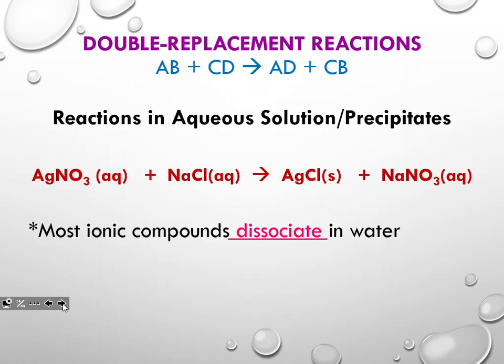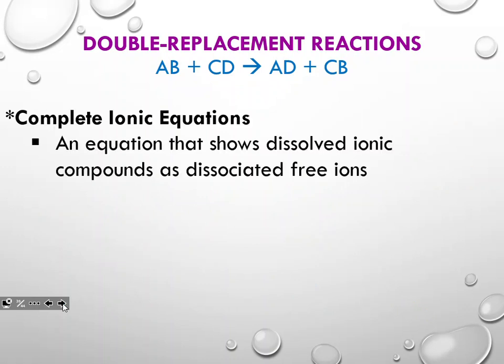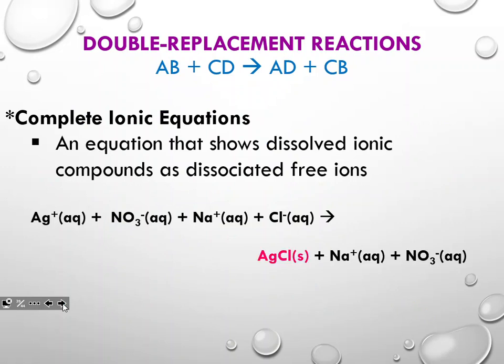Looking back at the aqueous solutions, anything with AQ means it's got ionic compounds that dissociate in water. That means they break apart into their ions. So anything with AQ, you'd break apart into their ions. So looking at a complete ionic equation shows the dissolved ions as dissociated and free. So we break them all up. The only one we keep together is the solid because it's a pure substance and it's chemically bonded together, holding it together and making it fall out of solution and drop to the bottom of the test tube or beaker.